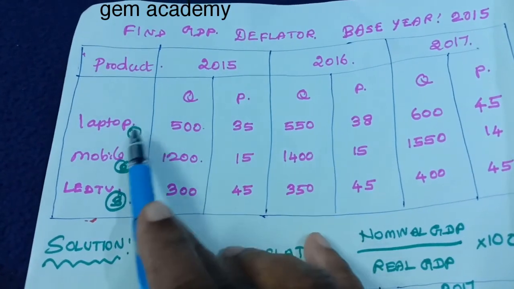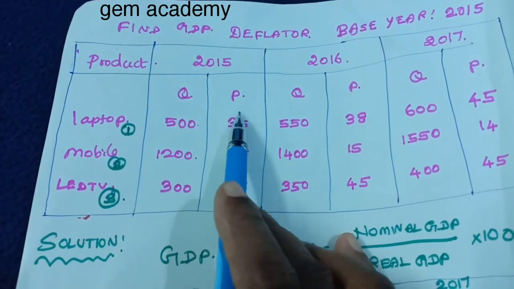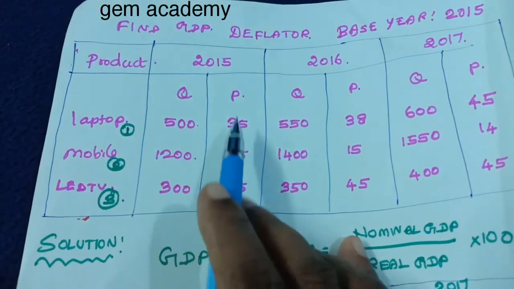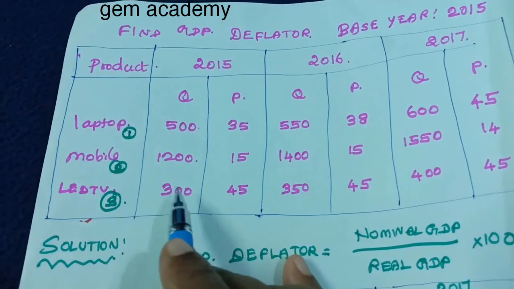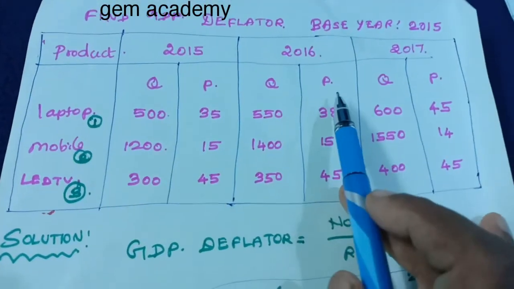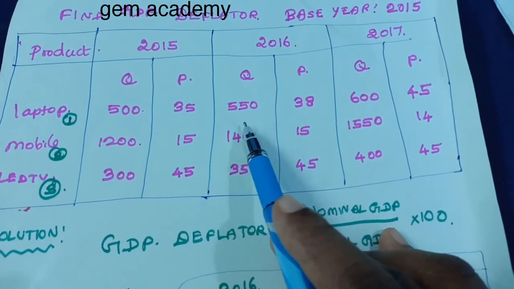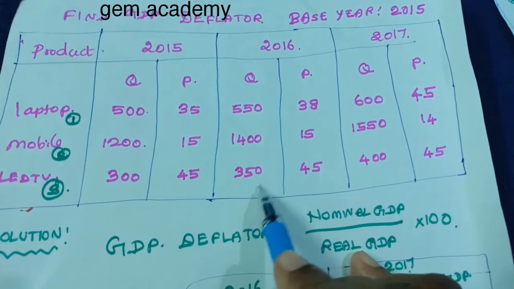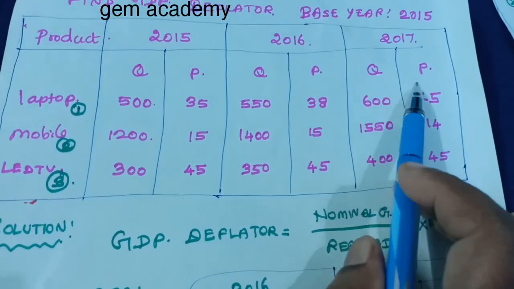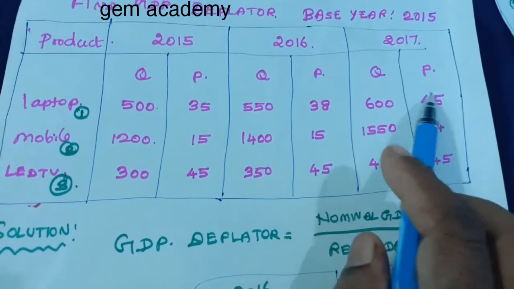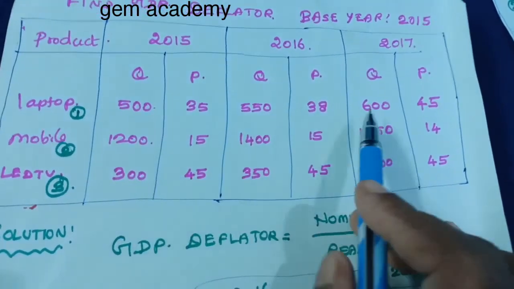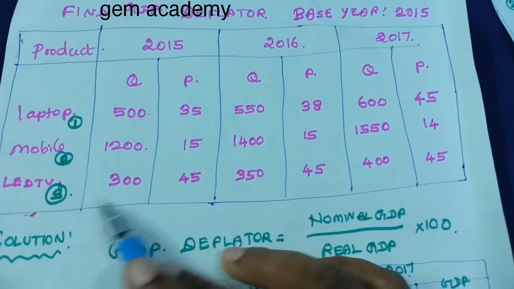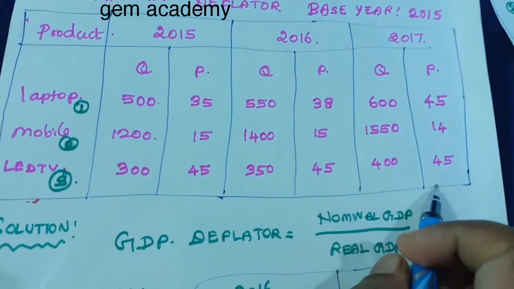In the year 2015, laptop quantity is 500 and the price is 35. For mobile, the quantity is 1200, price is 15. LED TV 345. And in the year 2016, laptop is 550, 38. Mobile is 1415. LED TV 350 and 45. And in the year 2017, laptop is 600 and the price is 45. Mobile quantity is 1515 and price is 14. For LED TV, quantity is 400 and the price is 45.